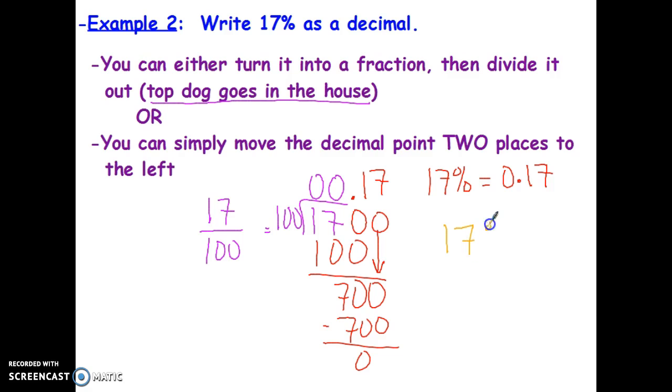Now our other trick was to simply move the decimal point 2 places to the left. So we're at 17%. When you move a decimal, you always start at the end of the number if you don't have a decimal currently there. We move 1, 2, we put our decimal, and again we see that's equal to 0.17, or 17 hundredths.